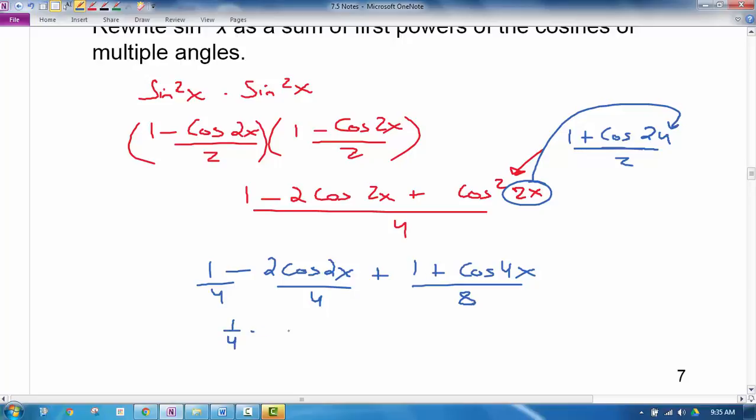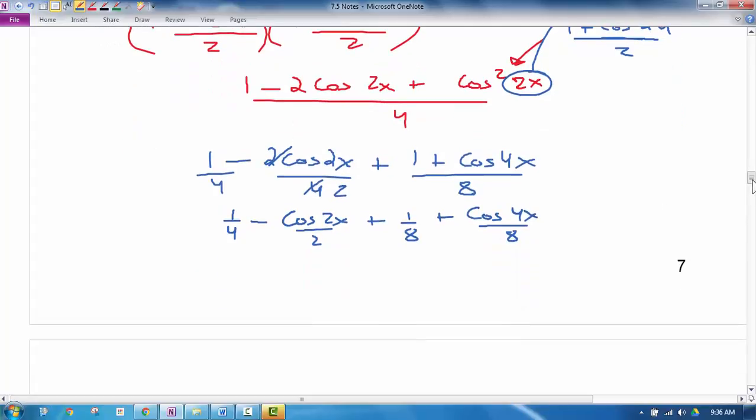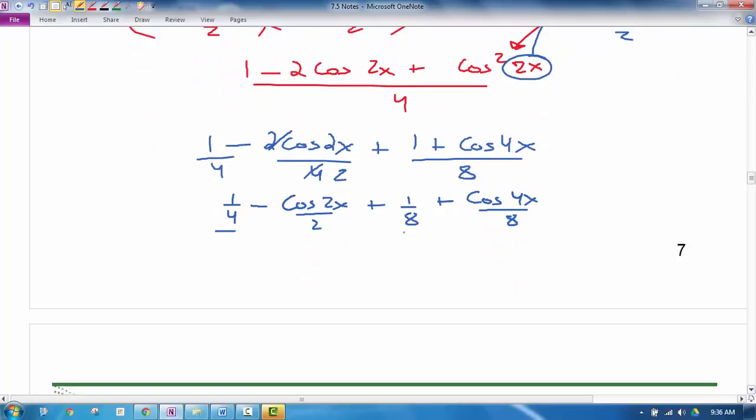So I have 1/4 minus, 2 goes into this twice, so it's cosine of 2x over 2 plus 1/8 plus cosine of 4x over 8. I know this is a lot of work. Let's go a little bit further and add together the 1/4 and the 1/8. 1/4 plus 1/8. Let's get a common denominator and make it 2/8, so it's 3/8.